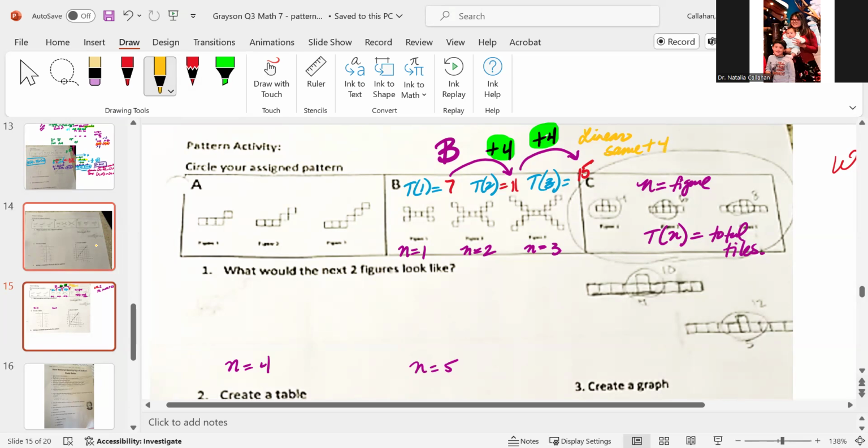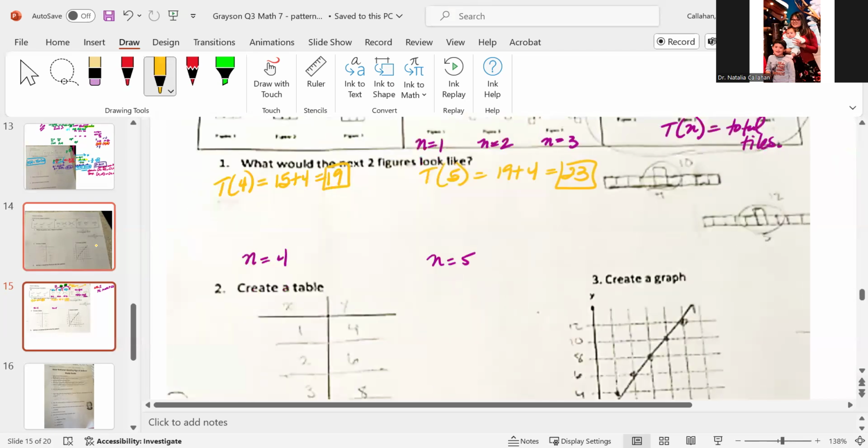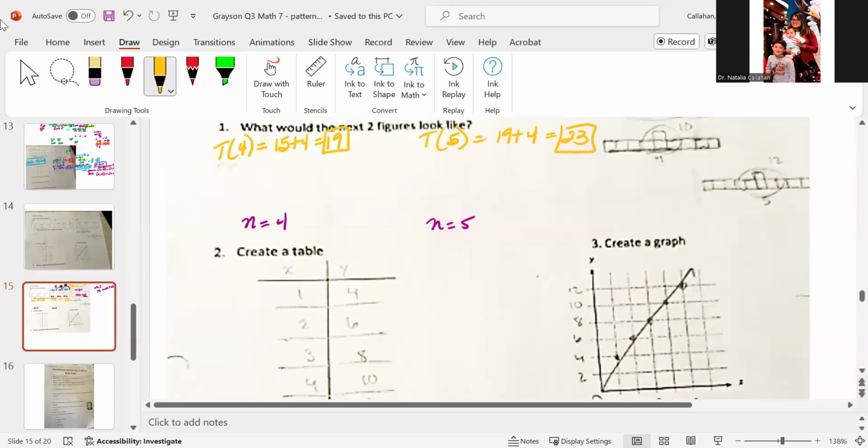Okay, so then over here for n equals 4, wouldn't you say that T of 4 is then just going to be 15 plus 4? Right? And then T of 5 will be 19 plus 4, right? Okay. So this is linear. Linear means that it's going to be a straight line. It's not going to be a curved line. It's not quadratic. So then you go ahead and draw the figures because I figure you probably know what to do with that, right? So do that.